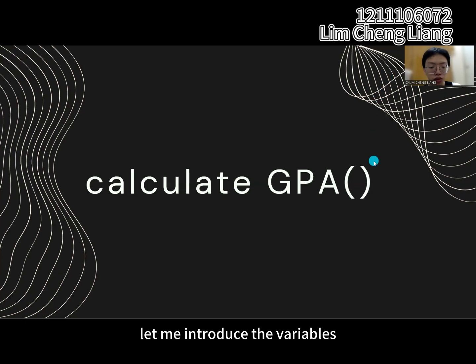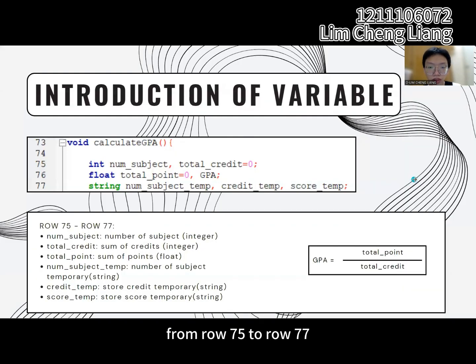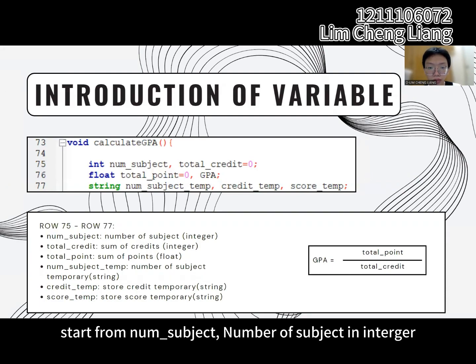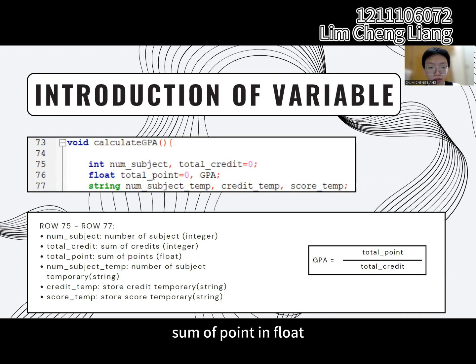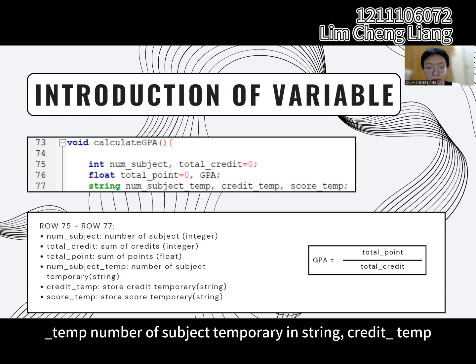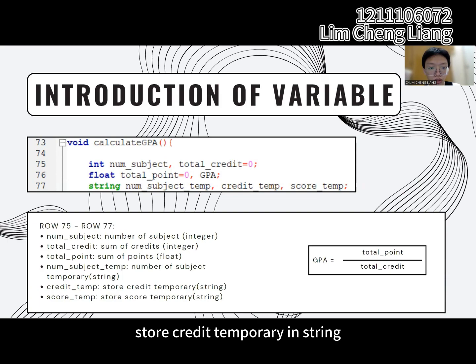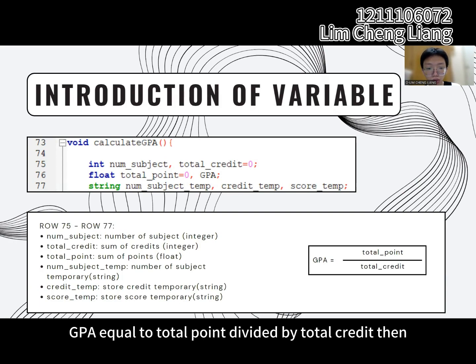First, let me introduce the variables. From row 75 to row 77, starting from num subject, the number of subjects in integer; total credit, the sum of credit in integer; total point, the sum of points in float; num subject temp, the number of subjects temporarily in string; credit temp, to store credit temporarily in string; score temp, to store score temporarily in string. The main concept is GPA equals total point divided by total credit.